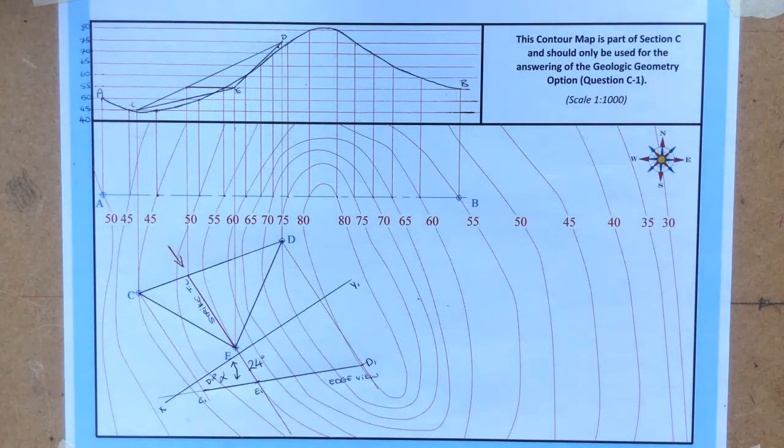That there, guys, is the 2019 ordinary level question. Profiles and the strike and dip are very, very important information.